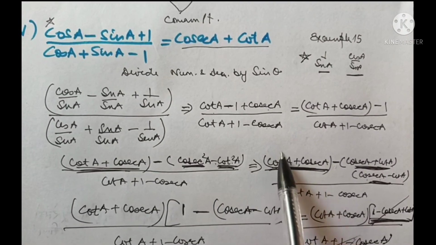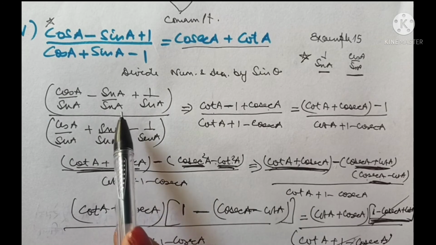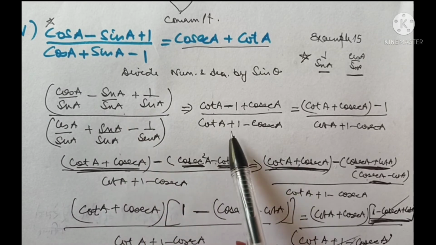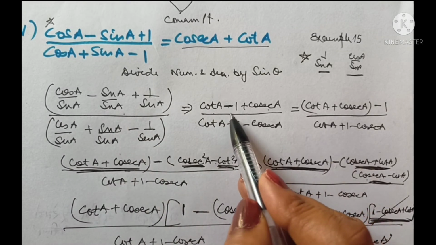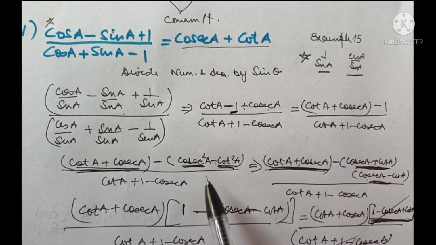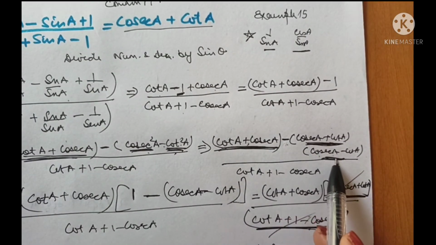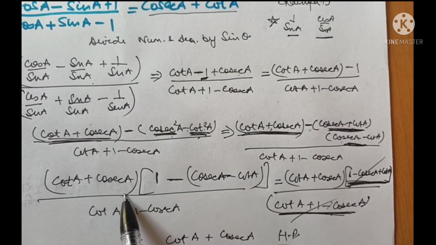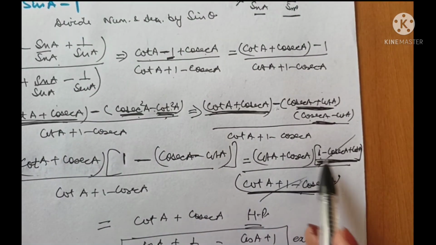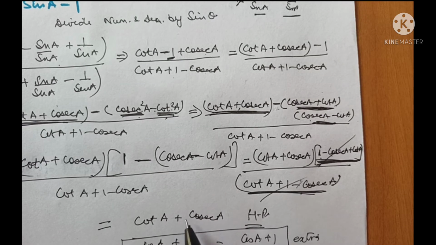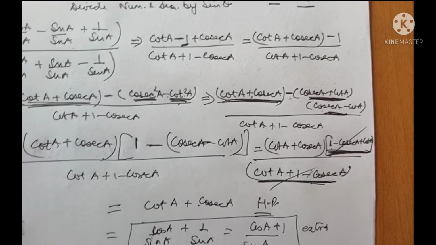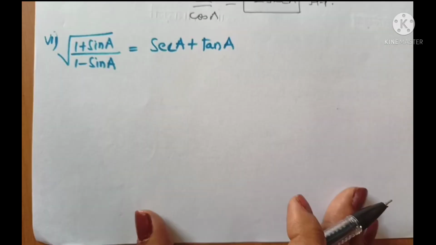Let me have a quick recap. We divide the numerator and denominator by sin A. On solving, we get this and we replace 1 by the identity cosec square A minus cot square A. Apply A plus B into A minus B. Take cot A plus cosec A common. Here we have taken common. Cancel out one term and we are left with what is to be proved. So I hope you understand this.